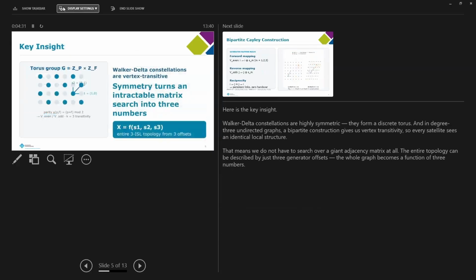Next, we will give you our key insight. Because Walker Delta constellations are highly symmetric, they form a discrete torus, and in degree-3 undirected graphs, bipartite construction gives us vertex transitivity. So every satellite sees an identical local structure. That means we don't have to search over a gigantic adjacency matrix at all. All we need to do is find 3 generator offsets, and every satellite can use these offsets to form the whole graph.